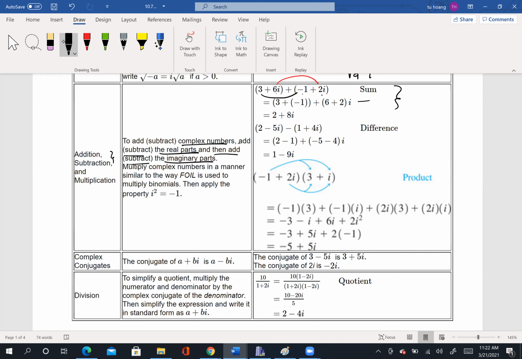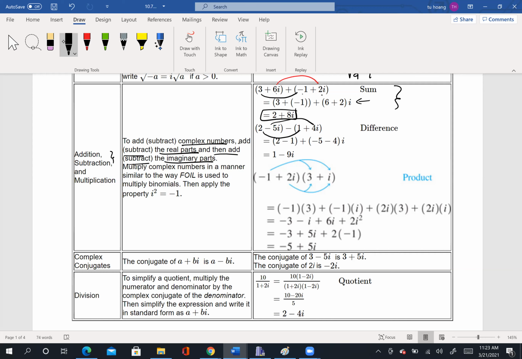So that's the reason why I have 3 plus negative 1, and 6 plus 2, and I'm going to have the answer as 2 plus 8i. And for the subtraction over here, you can see that I do the same to the real part, right? So I take 2 minus 1, and then I take negative 5i and minus the 4i. So that gives us negative 5 minus 4, and then I have equal to 1 minus 9i.